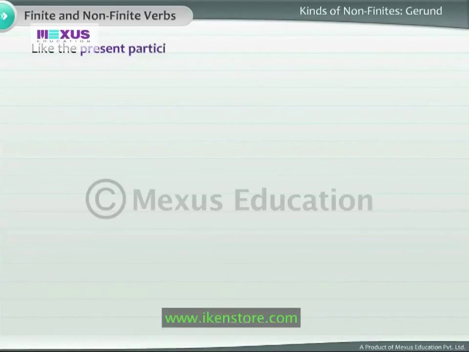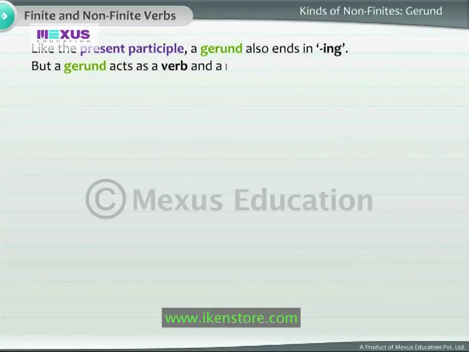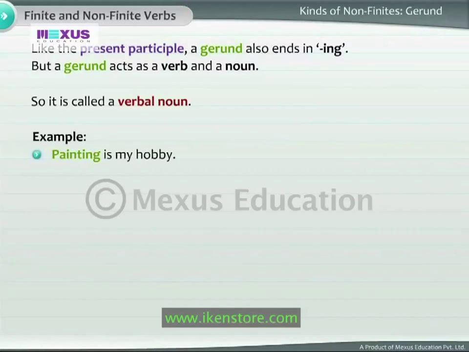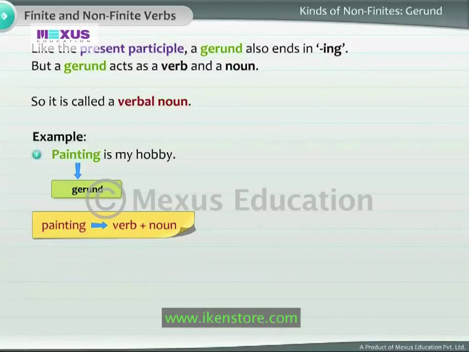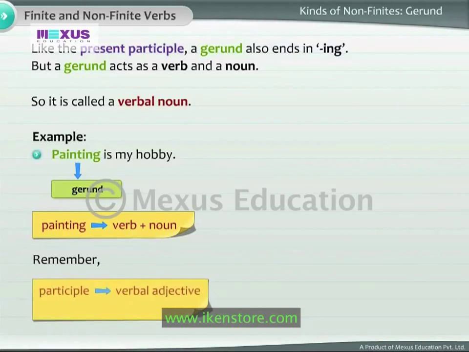Like the present participle, a gerund also ends in ing, but a gerund acts as a verb and a noun. So it is called a verbal noun. For example, painting is my hobby. In this sentence, painting is a gerund. It acts both as a verb and a noun. Remember that the participle and the gerund are different from each other. While the participle is a verbal adjective, the gerund is a verbal noun.